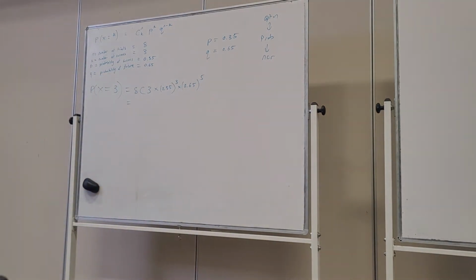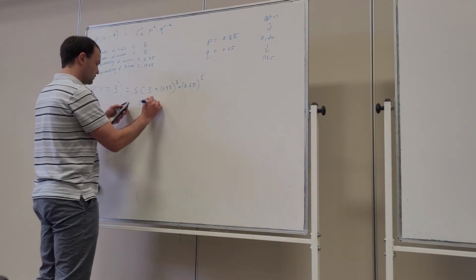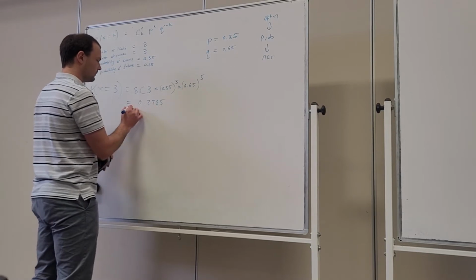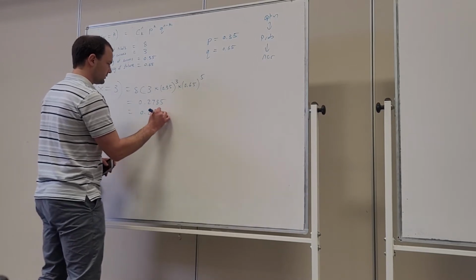So let's do that quickly. 3 out of 8, 0.35, and I've got 0.2785, 279.